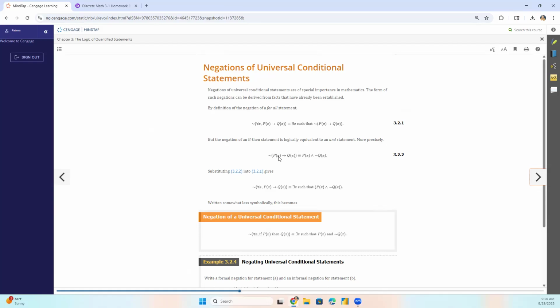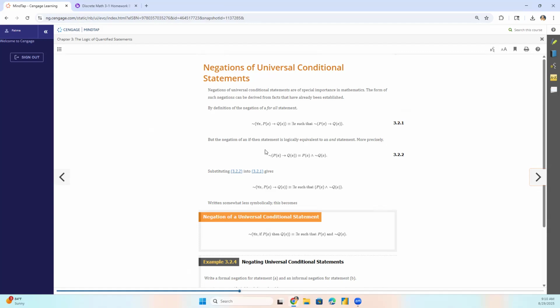If you remember, we learned in an earlier section that the conditional statement is the same thing as not P or Q. So when you negate it by using De Morgan's law, you're going to get P and not Q.